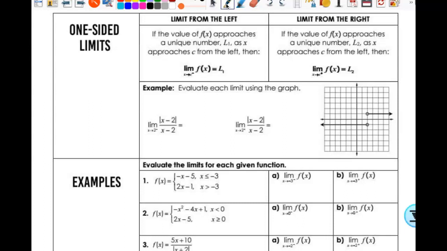So if you look at how this limit is written, this says the limit as x approaches c, and it has this little negative sign, of f of x equals L1. And then this one has the little plus sign, kind of where the exponent goes. It's real tiny. So that means from the left and from the right, not going to the left and going to the right, from the left and from the right. So the limit from the left has a unique number as x approaches c from the left. And then a limit from the right, a unique number as x approaches c.